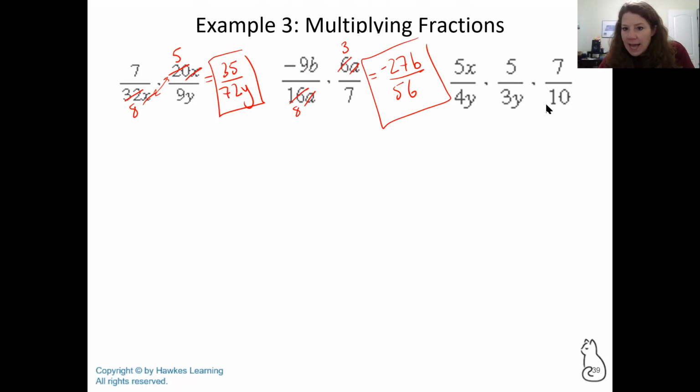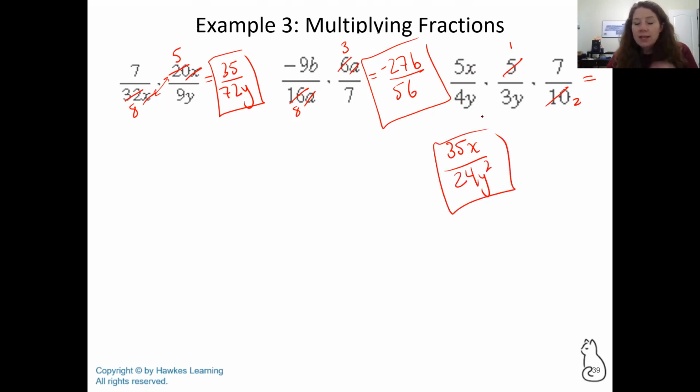All right, and then the last one, can I cancel anything? Well, I can divide 5 and 10 by 5. 5 divided by 5 is 1. 10 divided by 5 is 2. That's the only thing that cancels. So now multiplying straight across. 5x times 7 is 35x. 4 times 3 is 12, times 2 is 24, and y times y is y squared. So there we go.